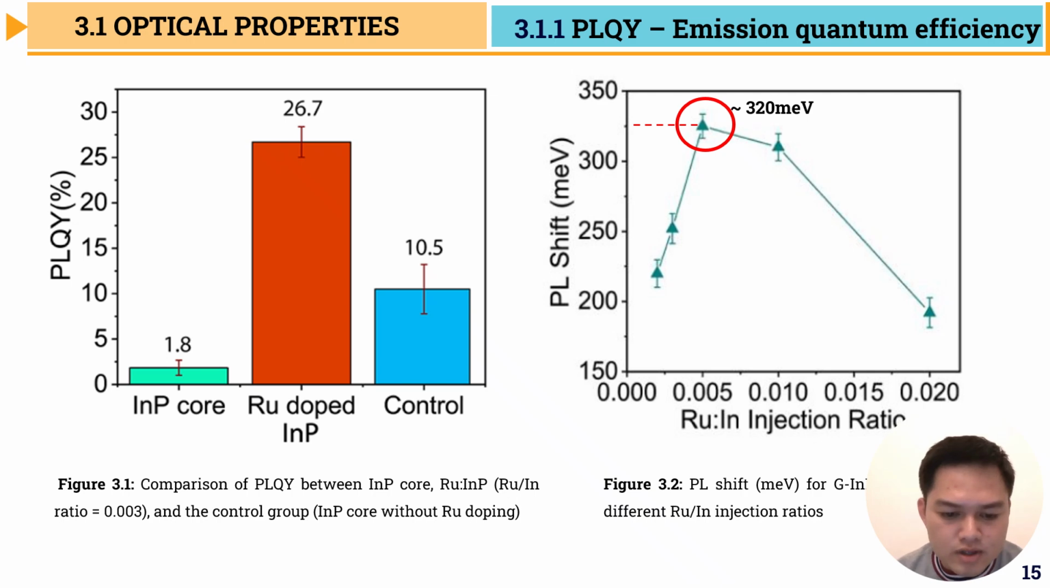This slide shows the optical impact of ruthenium doping. The PLQY increases from 1.8% to 26.7%, and the emission peaks at about 310 meV, with the best ruthenium to indium ratio of 0.005. Ruthenium doping gives higher efficiency and tunable emission.